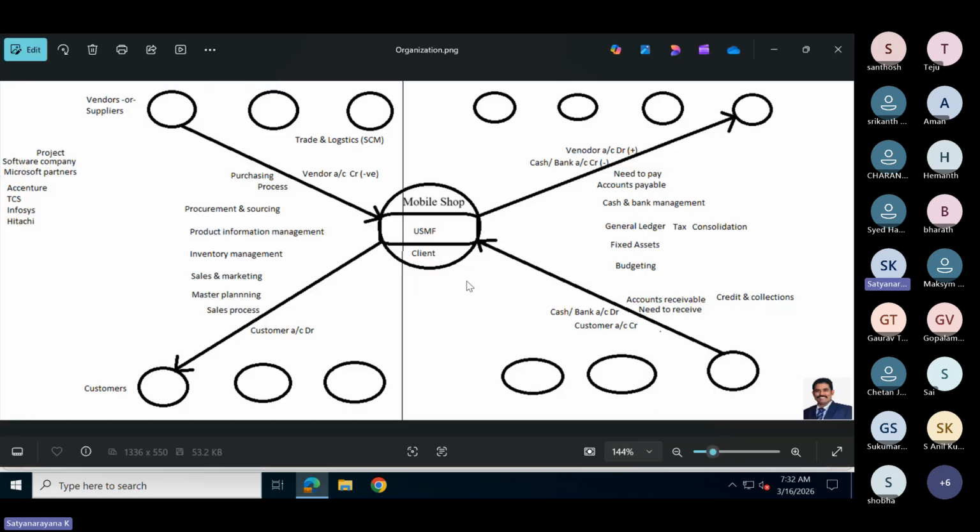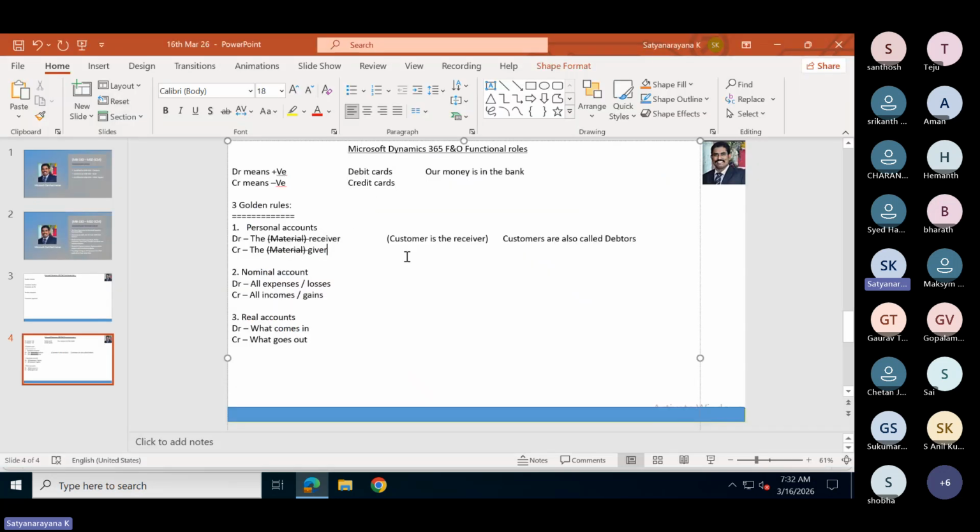So if you are running a company, the vendor is giving material to you. So the vendor is the giver. Vendor is the giver. That is the reason vendors are creditors. Here, credit card means bank money is given to you, and you need to repay. Here the vendor is giving material, so you need to pay money.